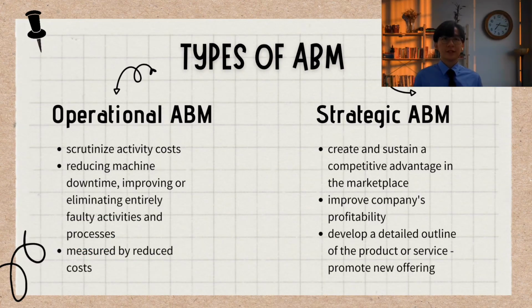Last but not least, there are 2 types of ABM, which are operational ABM and strategic ABM. Operational ABM can help to scrutinize activity costs to improve the overall efficiency of an organization's processes. Moreover, it can also increase the capacity of resources by reducing machine downtime, improving or eliminating entirely faulty activities and processes or unnecessary projects, and increasing the efficiency of the organization's resources.